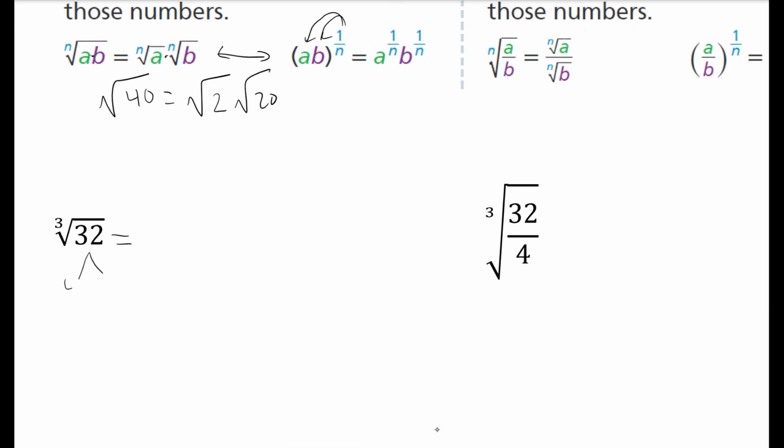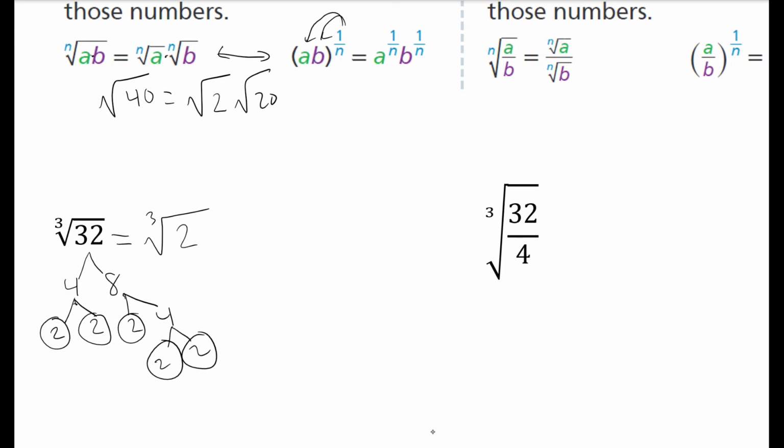So here we can break this up into 4 and 8. And then 4 can be broken up into 2 and 2. Circle your prime numbers. 8 can be broken up into 2 and 4. Circle the prime number there. And then 2 and 2. Circle those prime numbers. So now you're going to basically split this up into a bunch of 2's, right? So you could say that this is just the cube root of 2 times the cube root of 2 times the cube root of 2 times the cube root of 2 times the cube root of 2. Basically saying that you have 5 of them, right?